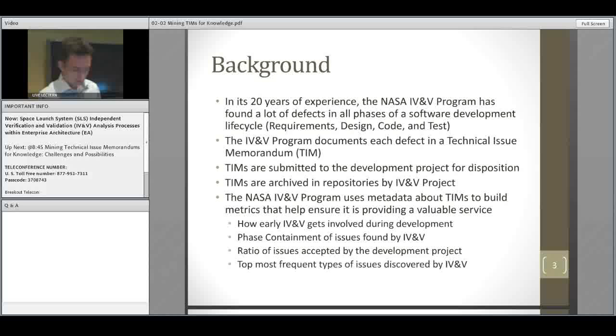So I'm going to be talking, the basis of this discussion will be from that context. Although I believe what I'm going to be talking about today could be applied to other organizations outside of NASA IV&V, other possible software assurance organizations, even development organizations, or organizations that use software in operations. Basically any organization that has a repository to track defects found in the software.